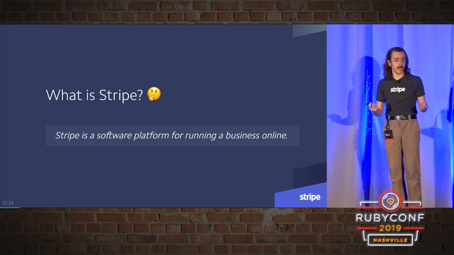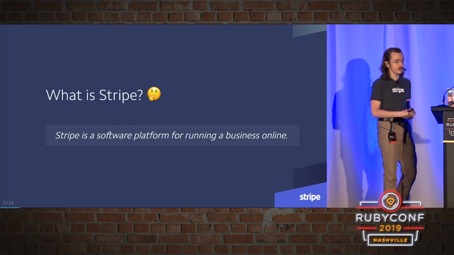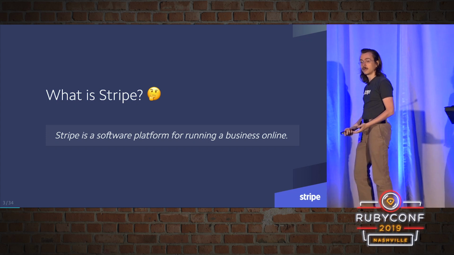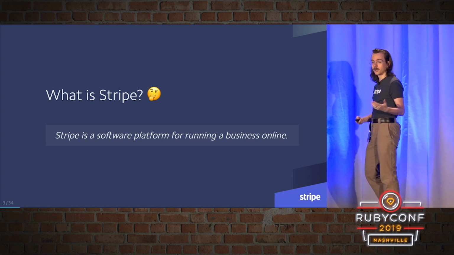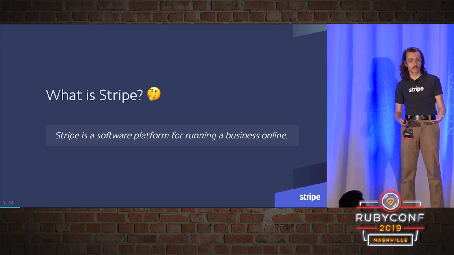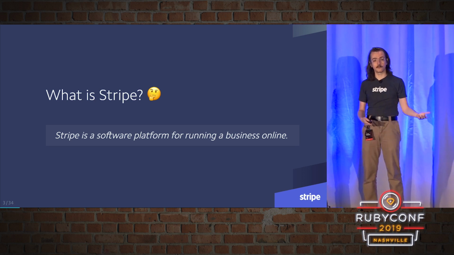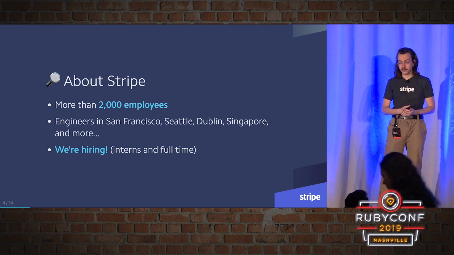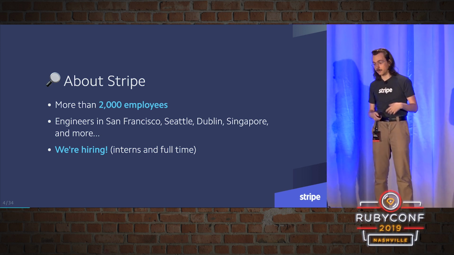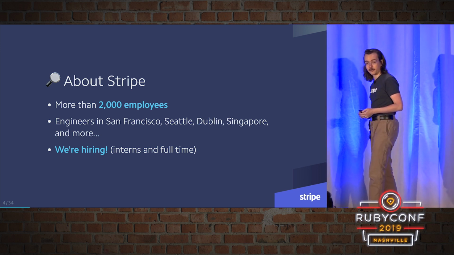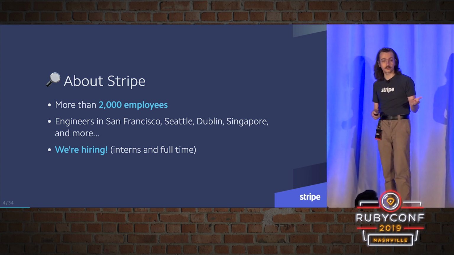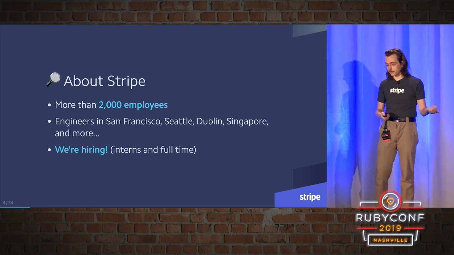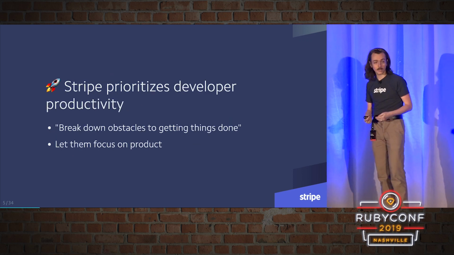So first of all, what is Stripe? We're coming from Stripe, a company that helps other people run businesses online, helping them focus on building their products by making it easier for them to facilitate payments on the internet. Stripe has more than 2,000 employees. We have engineering hubs in San Francisco, Seattle, Dublin, and many other cities. We're hiring interns, full-time, and remotes. Please go to stripe.com/jobs and see the open positions there.